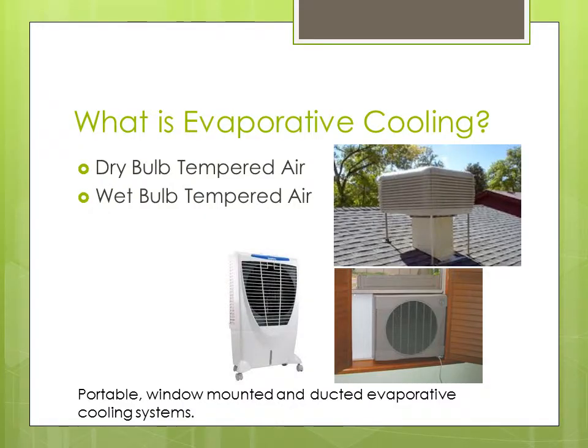What is evaporative cooling? Evaporative cooling is a cooling system used to lower the air temperature of buildings or enclosed areas. It takes dry bulb tempered air and turns it into wet bulb tempered air. The three main types of evaporative cooling systems are the portable system, the wall-mounted or window-mounted system, and the ducted system.